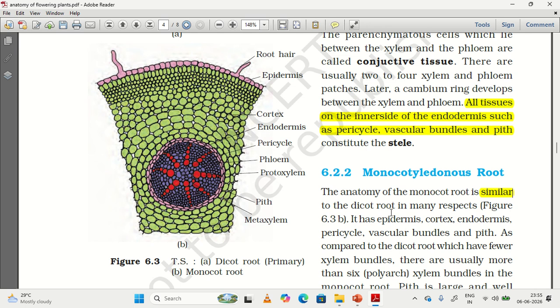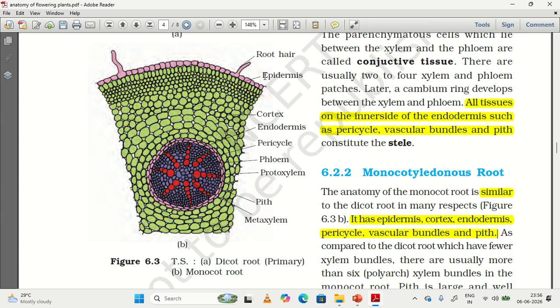It has an epidermis like the dicot root. It is also having epidermis, cortex. So after the epidermis, you have the cortex, and the innermost layer of cortex we call the endodermis. And here also they have the pericycle, vascular bundle and pith. The components are almost similar compared to the dicot root.